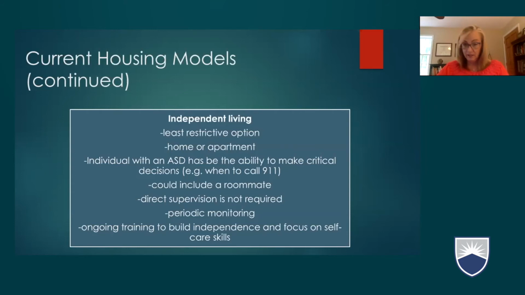Now, this individual might have a roommate, and that's fine. That could be part of the model, but direct supervision of the individual or adult with a disability is not required. It's not required. Periodic monitoring can go on. They might have an individual or an agency that goes in and takes a look to see that everything is okay, but the individual probably will receive some kind of ongoing training to help build those independent skills and focus on self-care skills. So there still can be a certain level of support, but clearly this is the most independent model that exists.